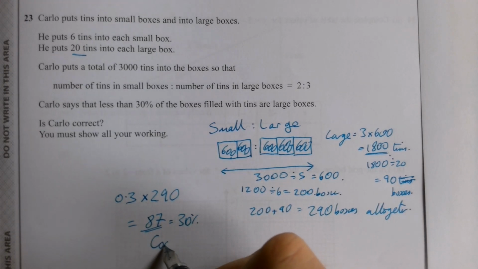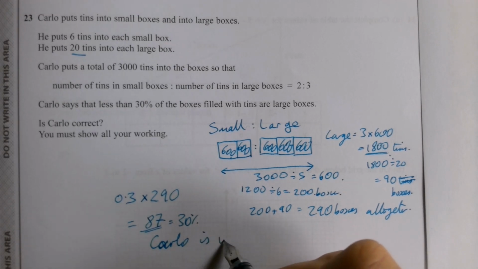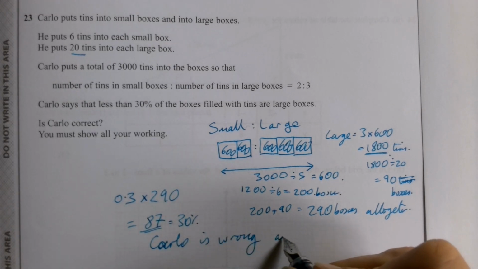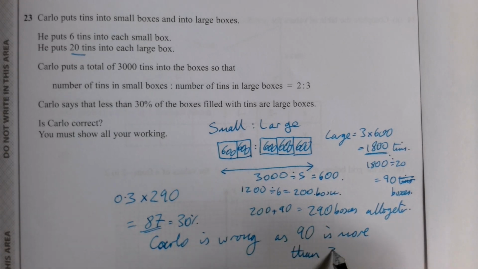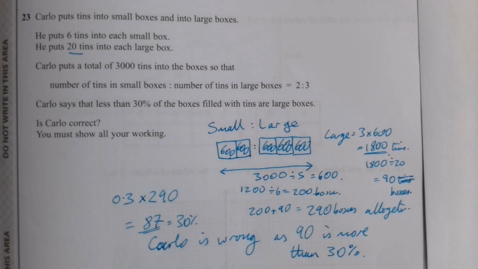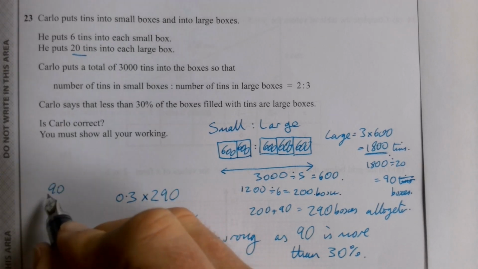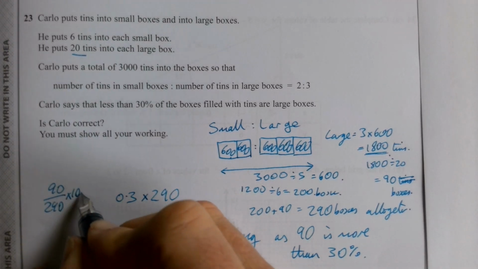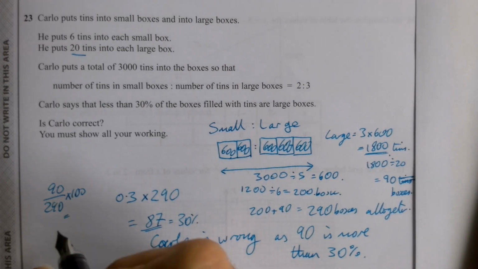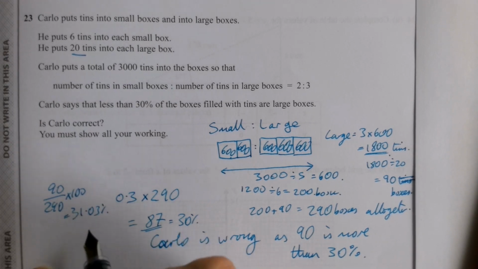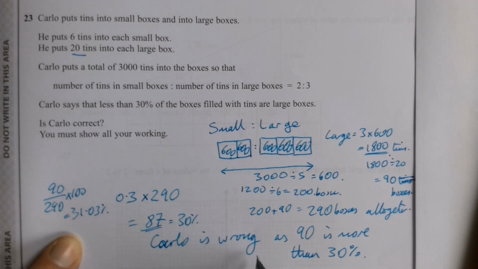So Carlo is wrong, as 90 is more than 30%. And exactly how you do that doesn't matter. You could work out that 90 over 290 times 100 would turn it into a percentage. So you might have done this, 90 over 290 times 100, giving you 31.03%, which is more than 30. So again, you would say Carlo is wrong.